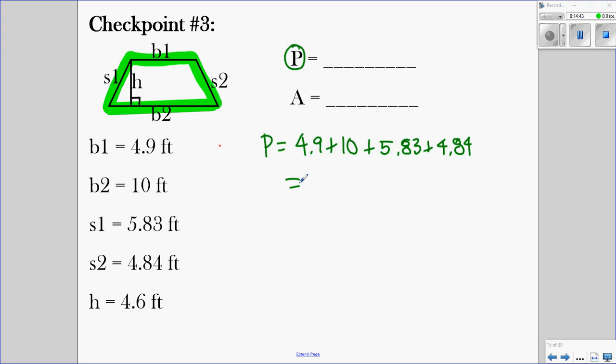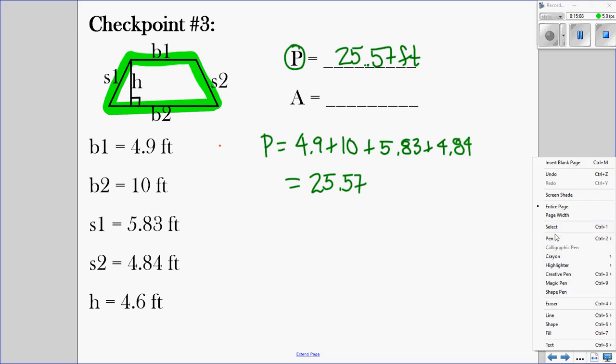So let's add that up. 10 plus 5.83 plus 4.84 gives us 25.57. And our label is inches, feet.